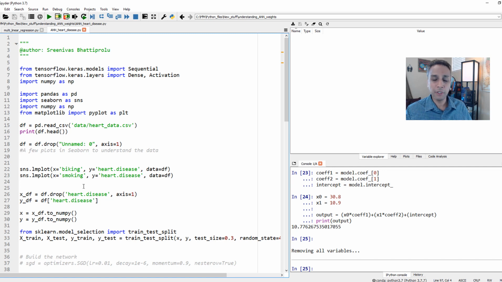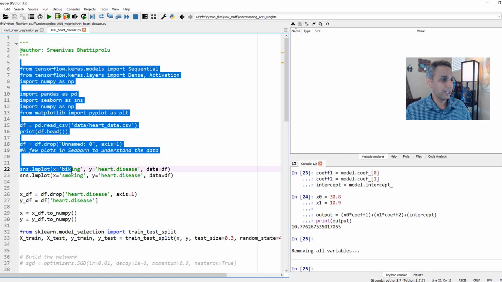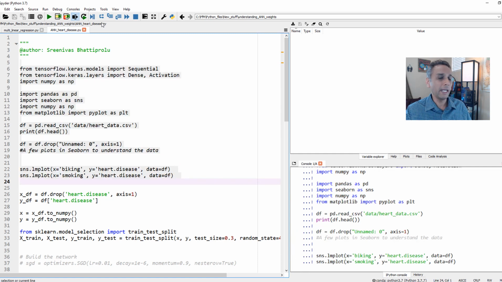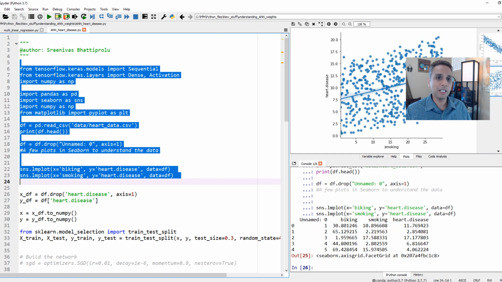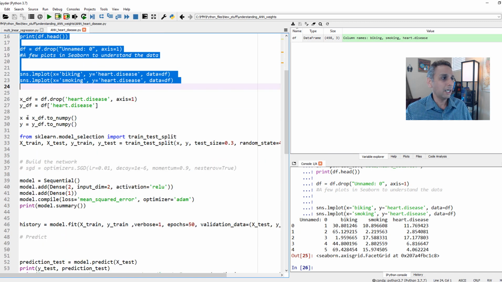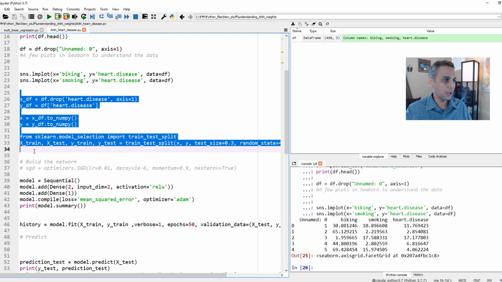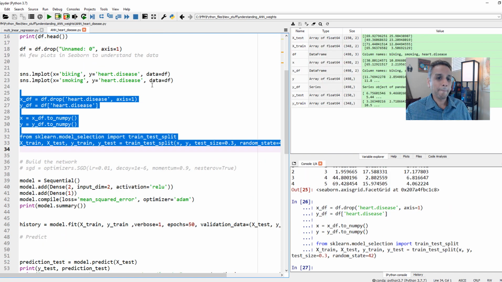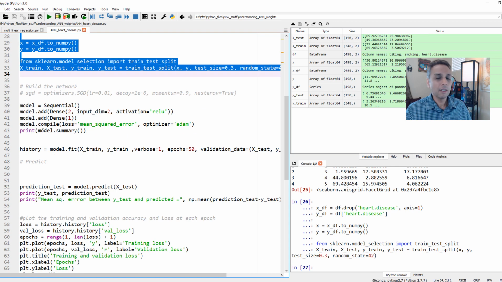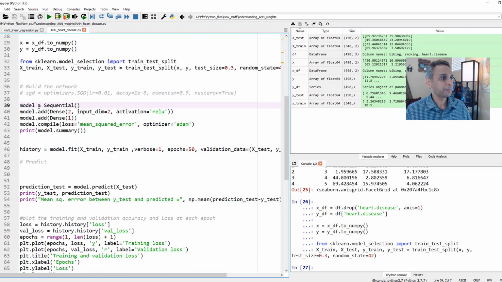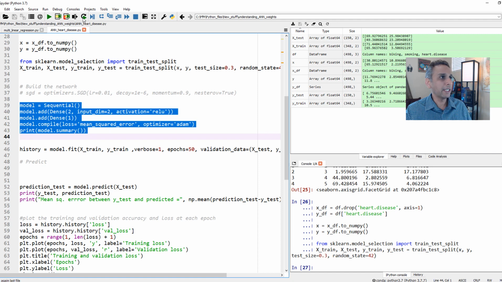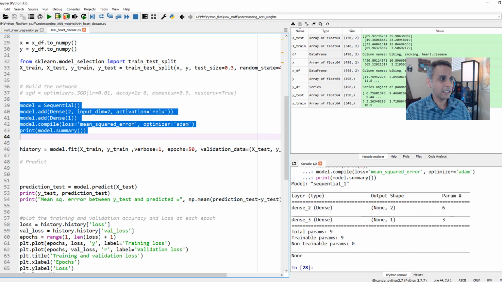Exactly the same data set I'm going to use for this example. I'm dropping the unnamed column, and I'm plotting pretty much the same plots. I just copied the code all the way up to here, but down here, I'm actually defining my own network. Again, this is exactly the same code.